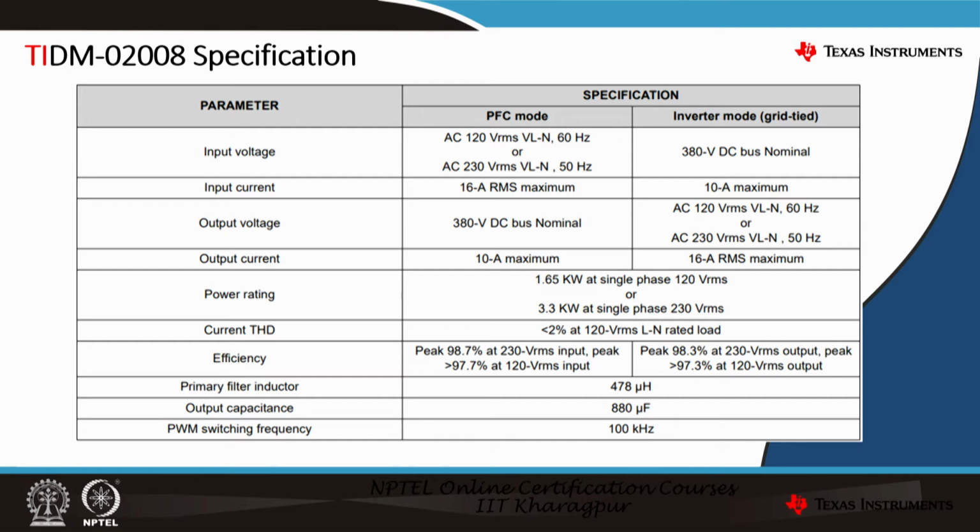The current THD will be somewhere around 2% when operated at rated load. The efficiency is around 98.7% at 230 volt RMS and somewhere around 98% at 120 volt RMS. The peak efficiency when operated in inverter mode is 98.3%, whereas if you are operating at 120 volt, it is somewhere around 97.3%. The primary filter inductor as per the calculation comes to around 478 microhenry, whereas the output capacitance comes to somewhere around 880 microfarad. The PWM switching frequency kept for this particular design is 100 kHz.